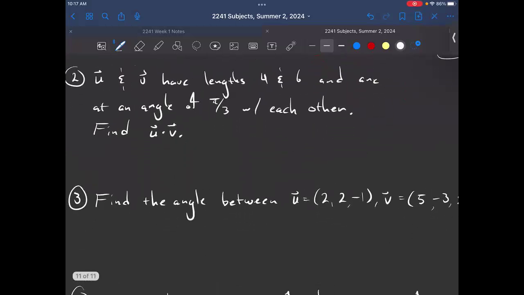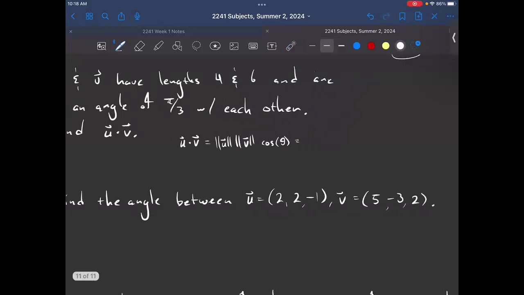Okay, so here in problem 2, u and v are given with lengths, not coordinates, and we're told that they're at an angle of pi over 3 with each other. There are lots of different vectors that these could be, but this is all that we want. We want their dot product when the two vectors look like this in relation to each other. We've got a formula for this, the geometric formula. That one only involves the lengths and the cosine of the angle between them.